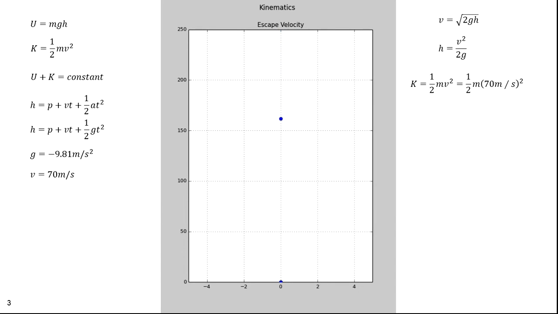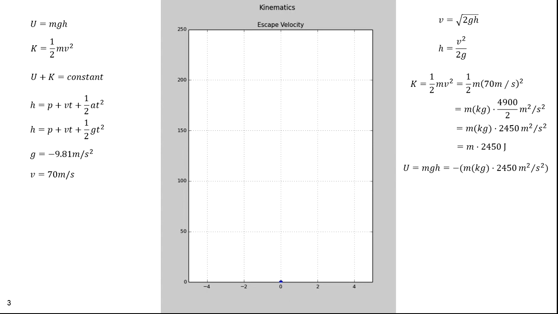Kinetic energy is thus 1/2 times the mass times 70 meters per second squared. That's 4,900 divided by 2 meters per second squared. And that's the mass in kilograms times 2,450 meters squared per second squared. Recall that the units of energy are kilograms times meters squared per second squared, which are joules.